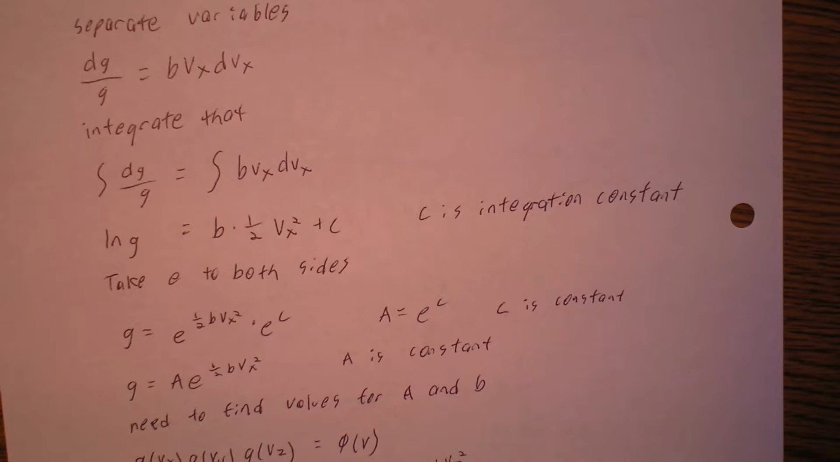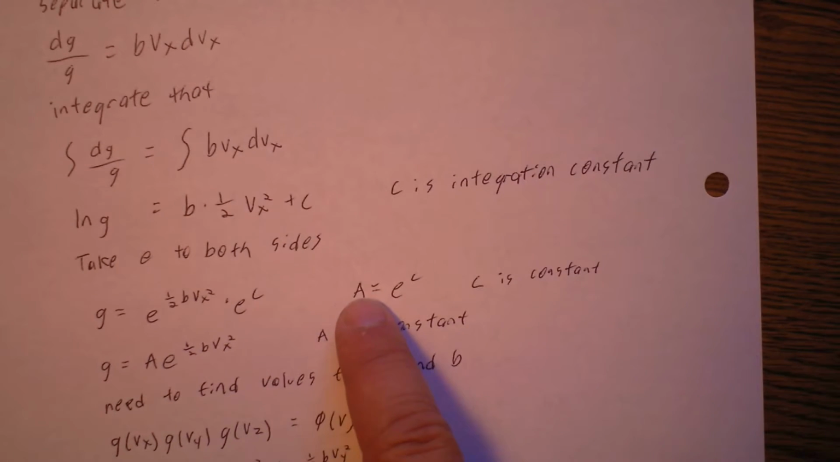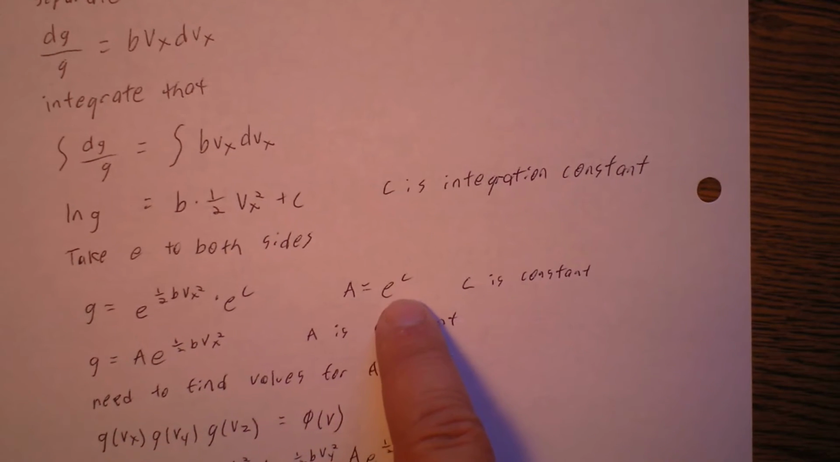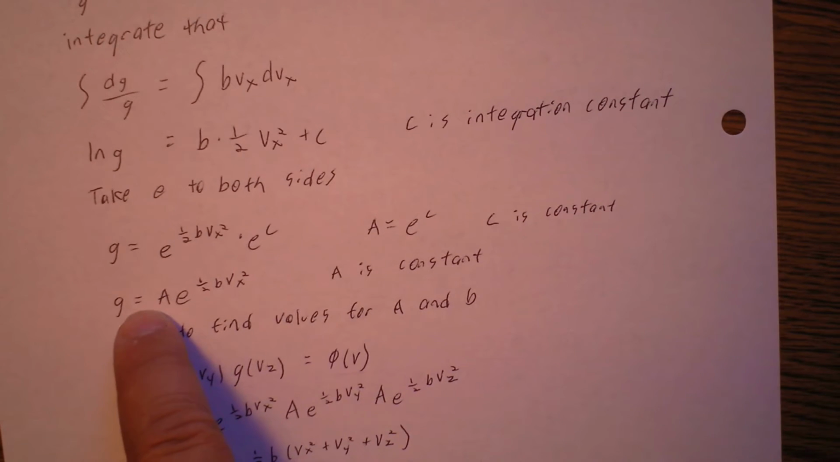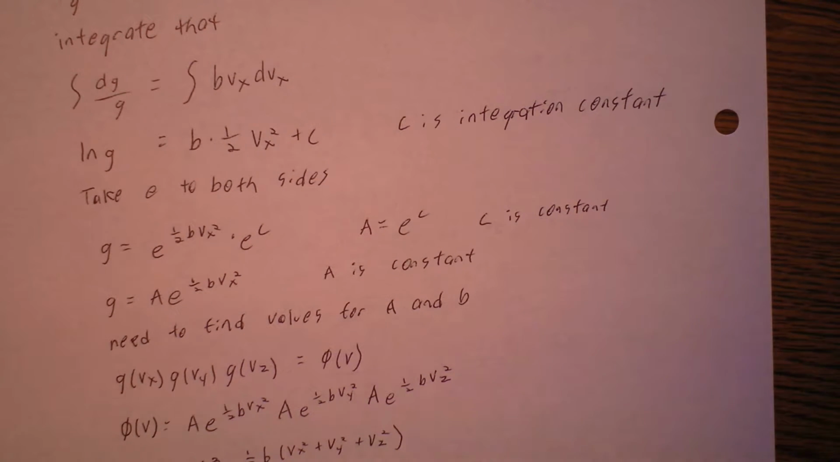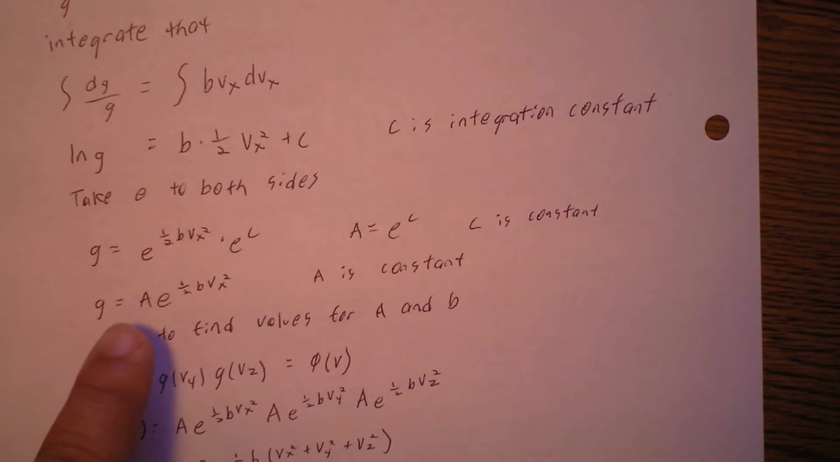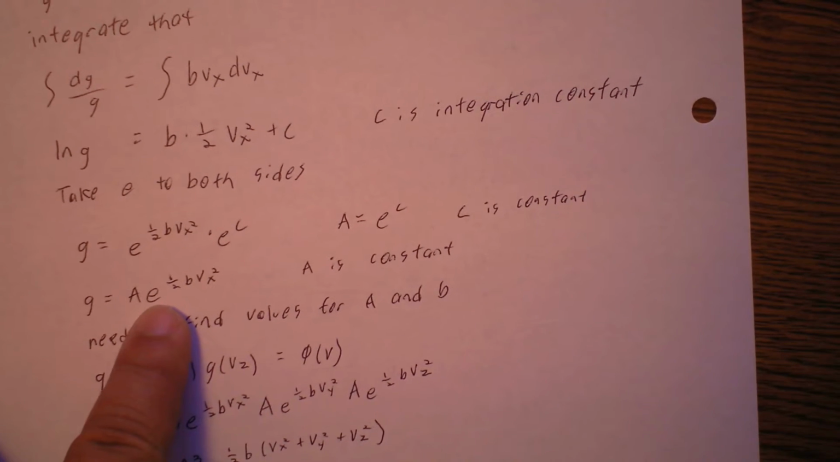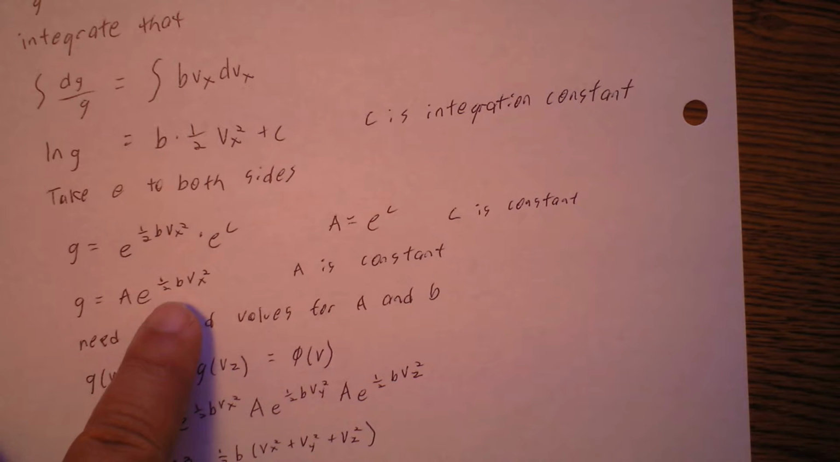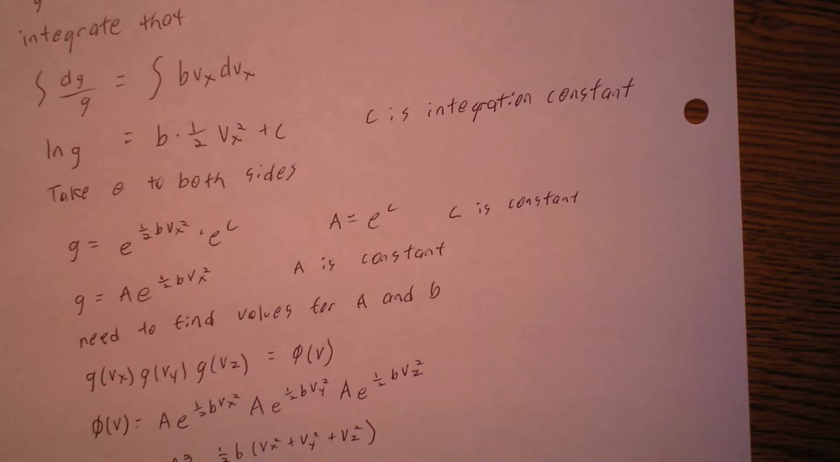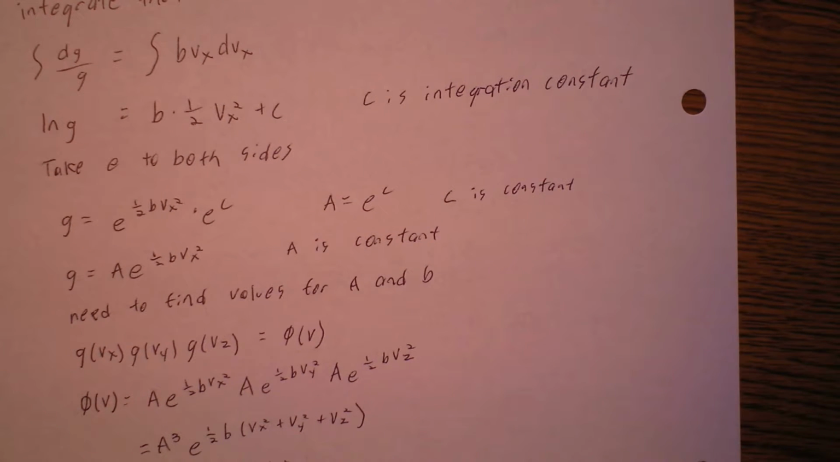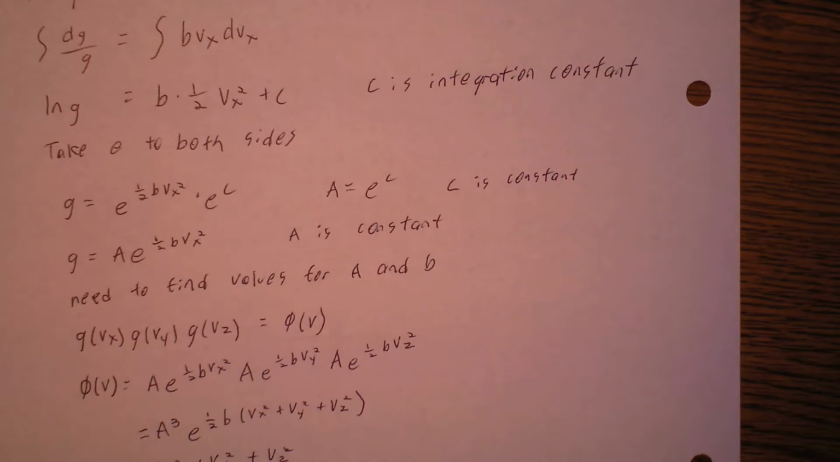So we get g is equal to e to this power, 1/2 b vx squared, and then times e to the c. Now again, just to simplify the math, we're going to define another constant and just say, okay, a is the natural number e to the c power. So now we're just going to pull that in front and say, okay, g is equal to whatever constant a times this natural number e to this power, 1/2 times this constant b, times the x component of the velocity squared. So we actually have our function now, except that we need values for a and b to make it useful.